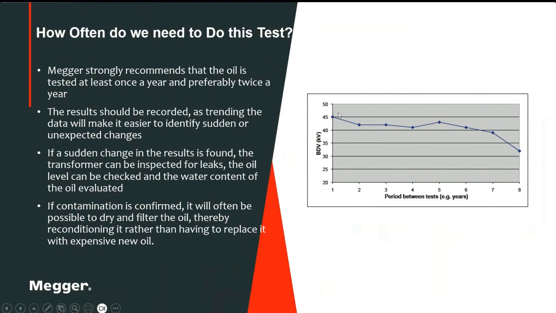Like on this graph here, of course, the ideal scenario is you have a flat line. From this curve, you will see that on the 7th or 8th year, the oil is already starting to deteriorate, and by the 8th year, you can see the sudden drop. This already gives us some information that we need to take some actions on that oil.